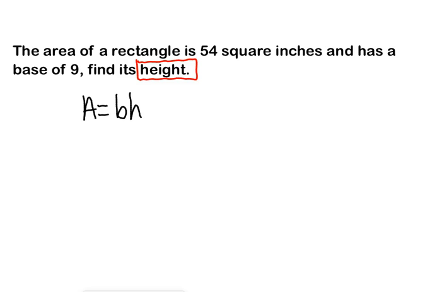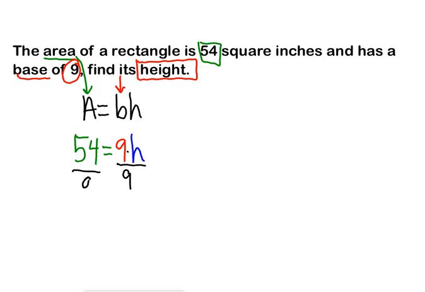Plug in what we know. The area of a rectangle is 54 square inches. So where I have my A for area, I'm plugging in 54. Then we are told it has a base of 9. So where my B is, I'm plugging in 9. And we are looking for its height, so we're just going to leave that as just an H. How am I going to find what H is? Well, how do you get rid of times by 9? Divide. 54 divided by 9 gives me 6.